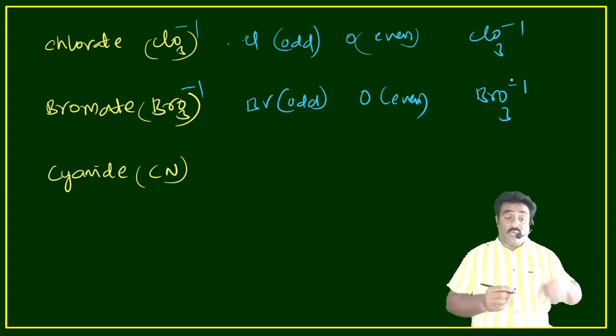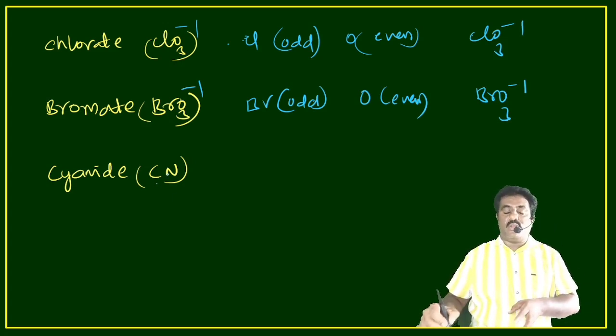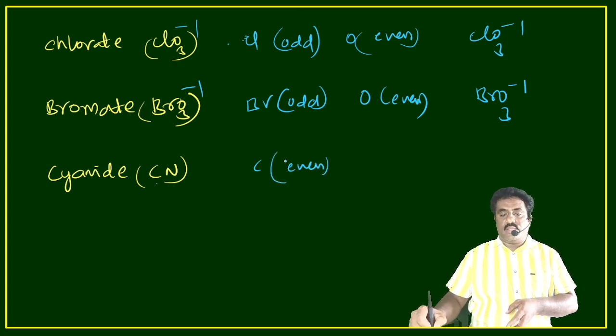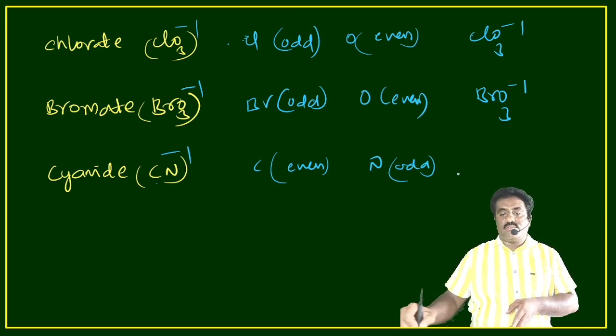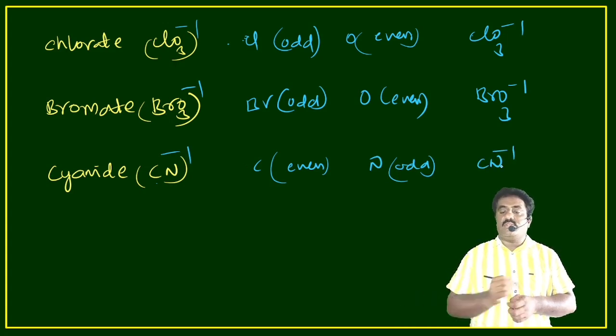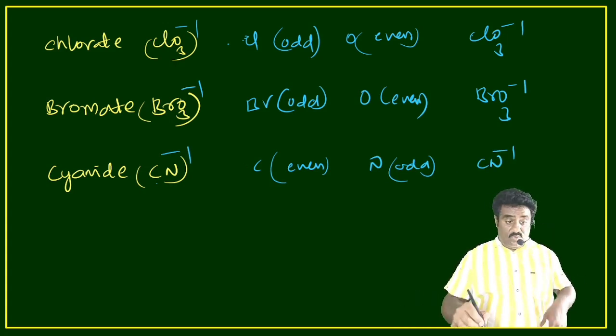Have a look at cyanide. Carbon belongs to fourth group, it is even. Nitrogen is fifth group, it is odd. Odd and even, what is the charge? It is minus 1. So cyanide is minus 1.